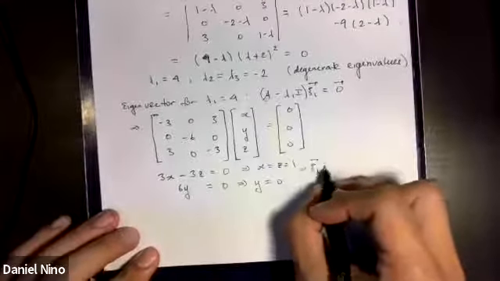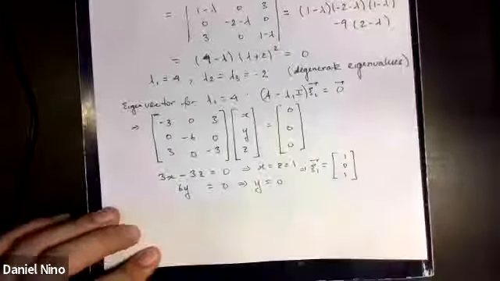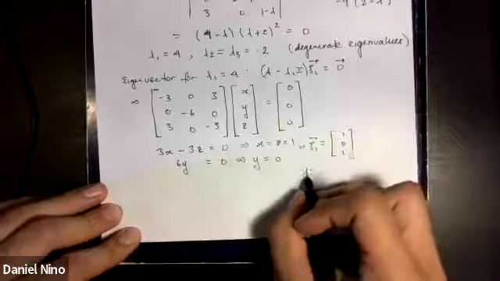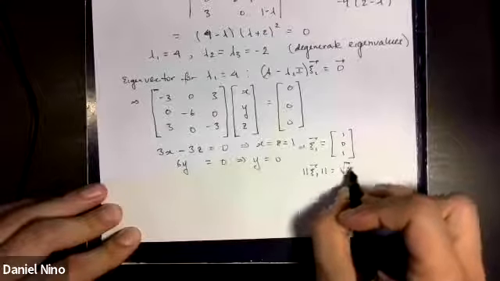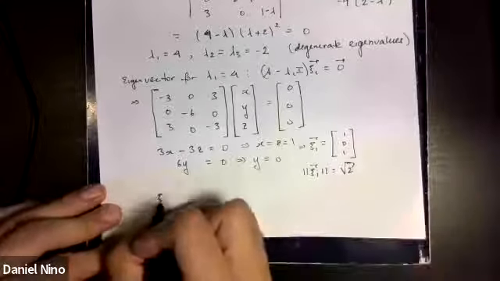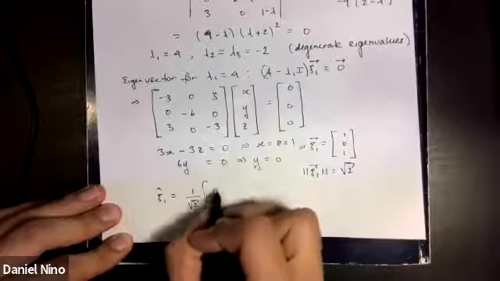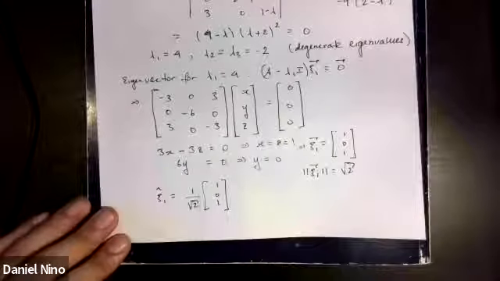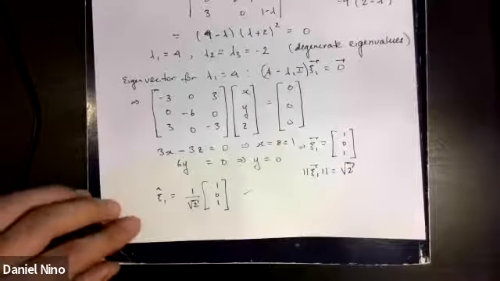So that means that our first eigenvector will be given by 1, 0, 1. The norm of this vector is given by the square root of 2. So that means that our normalized eigenvector is this one over here. All right, so that's our first eigenvector.